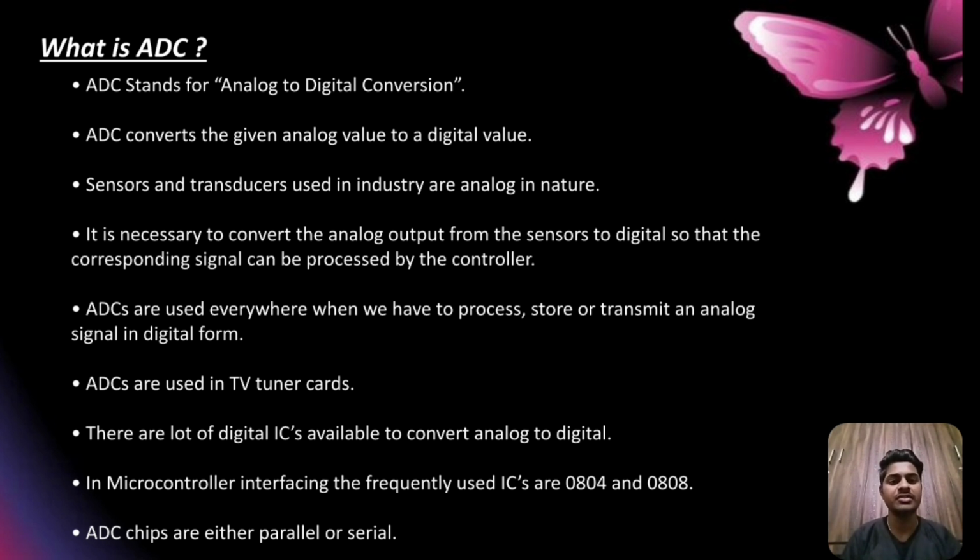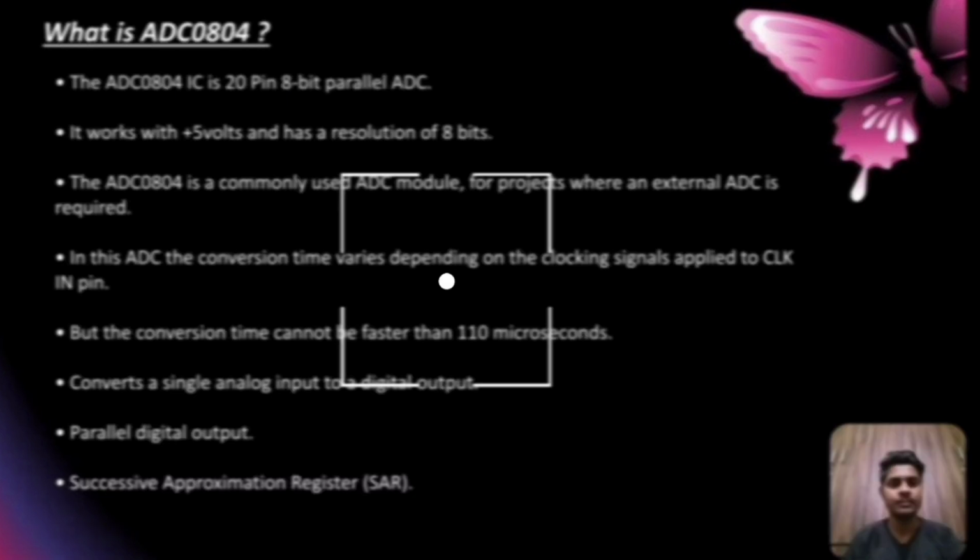There are a lot of digital ICs available to convert analog to digital. In microcontroller interfacing, the frequently used ICs are 0804 and 0808. ADC chips are either parallel or serial.